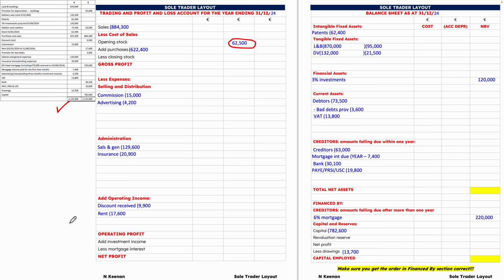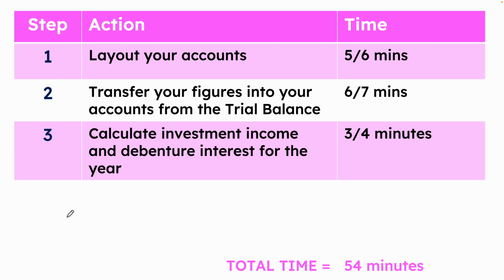So in an exam, if you had your timing down and you had practiced loads, I would anticipate that this would take you 6 to 7 minutes. But when you're learning this, it's going to take you a lot longer than that. Okay, step 3 then, I suggest that you calculate the investment income and the debenture interest for the year, and this would be 3 or 4 minutes.